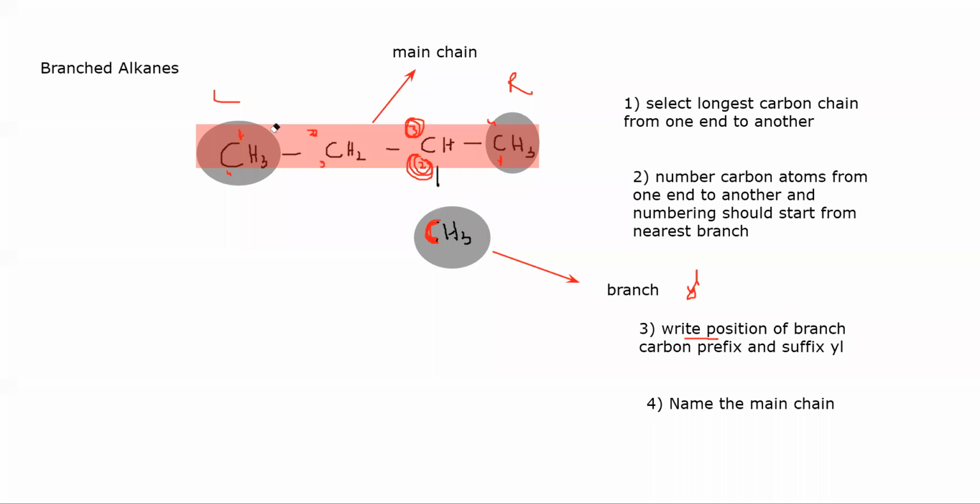If you give the number to the carbon atom, from which position? From the right hand side, it is closer. So it's 1 and 2. So write the position of a branch. So what is the position of the branch? The second carbon is having a branch, so it's 2.